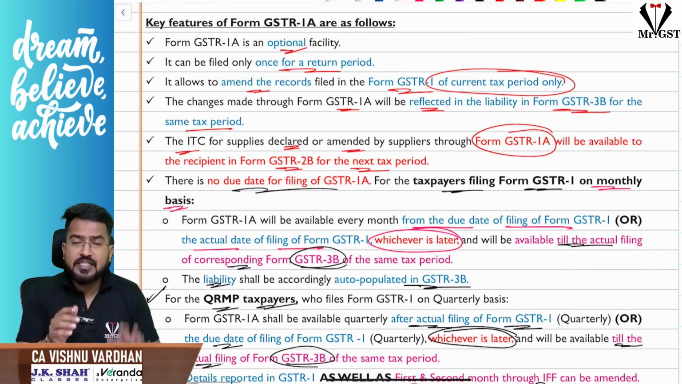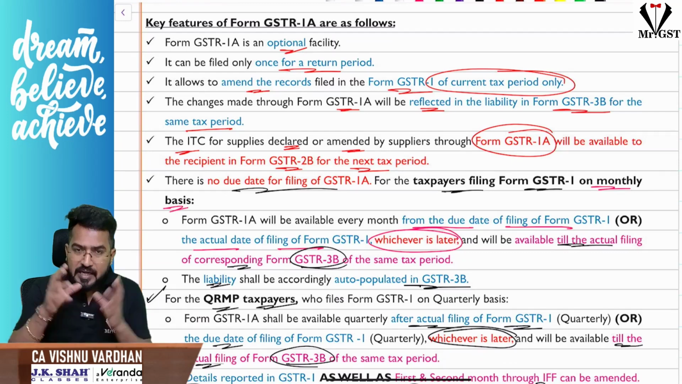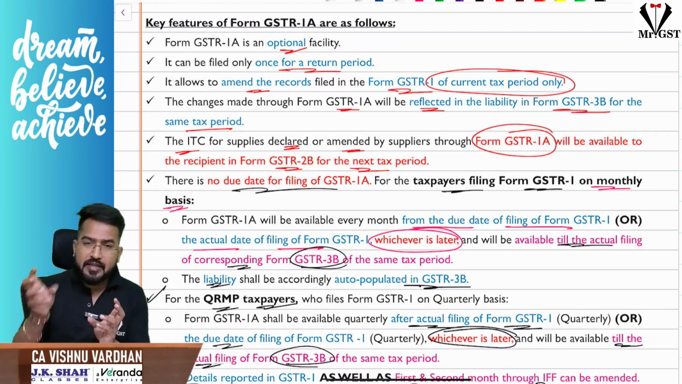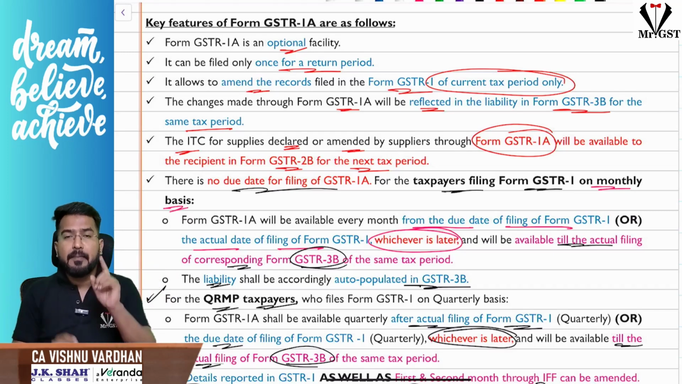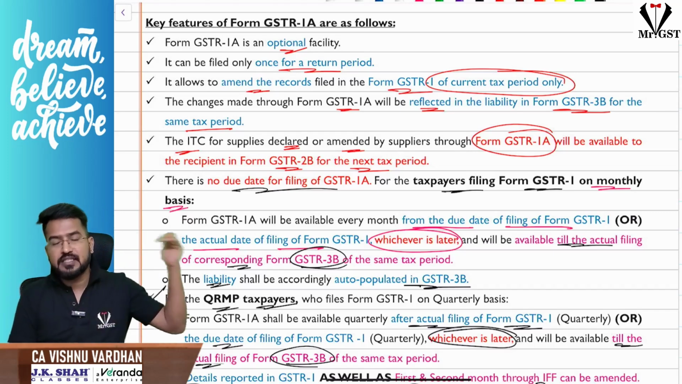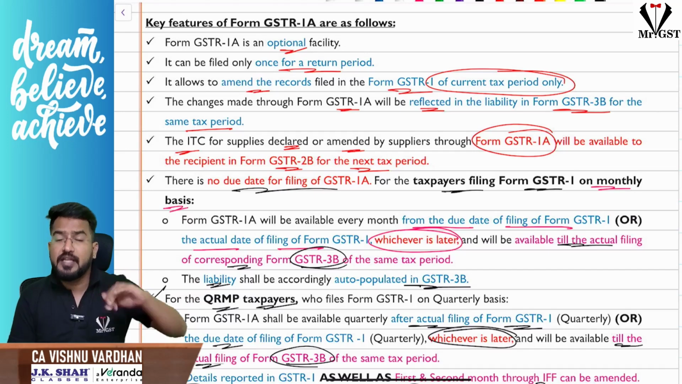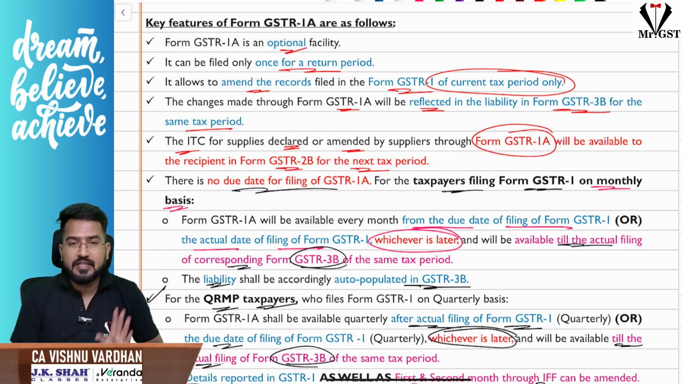Next, any changes made in GSTR 1A, the liability will automatically come in the same month's 3B, so you can happily pay the correct tax liability. But the only drawback is, sir, for the customer, for the recipient, it will come only in the next month's GSTR 2B, not in the same month's 2B.